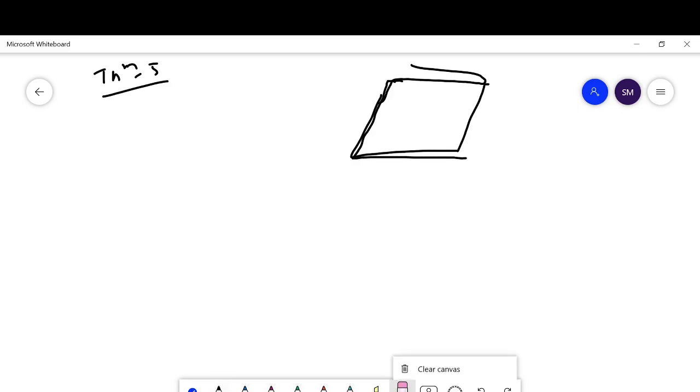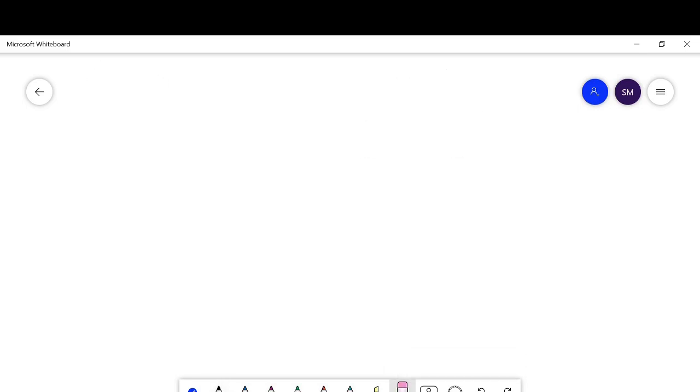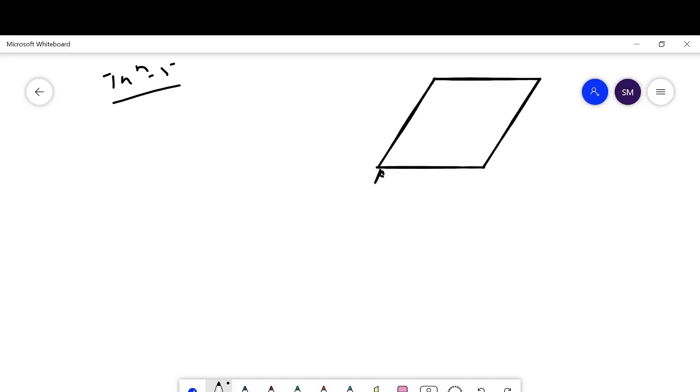Sorry students. Theorem 5. Draw a proper diagram. Suppose ABCD is a rhombus and AC and BD are its two diagonals. Then we have to prove that the diagonals intersect each other at right angles, meaning they are perpendicular to each other.